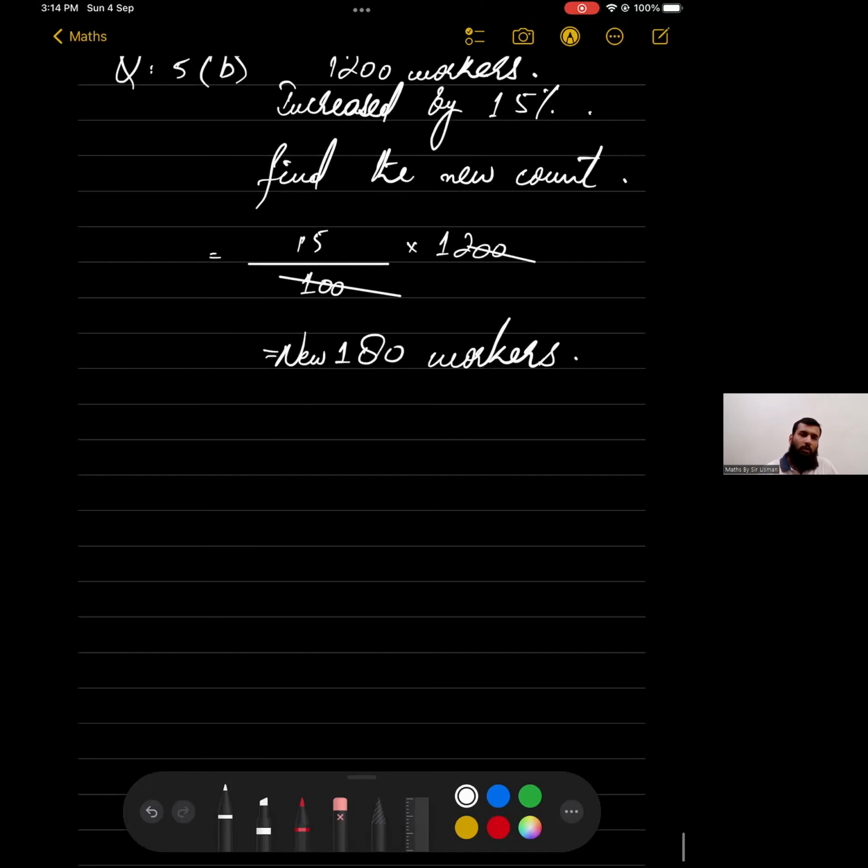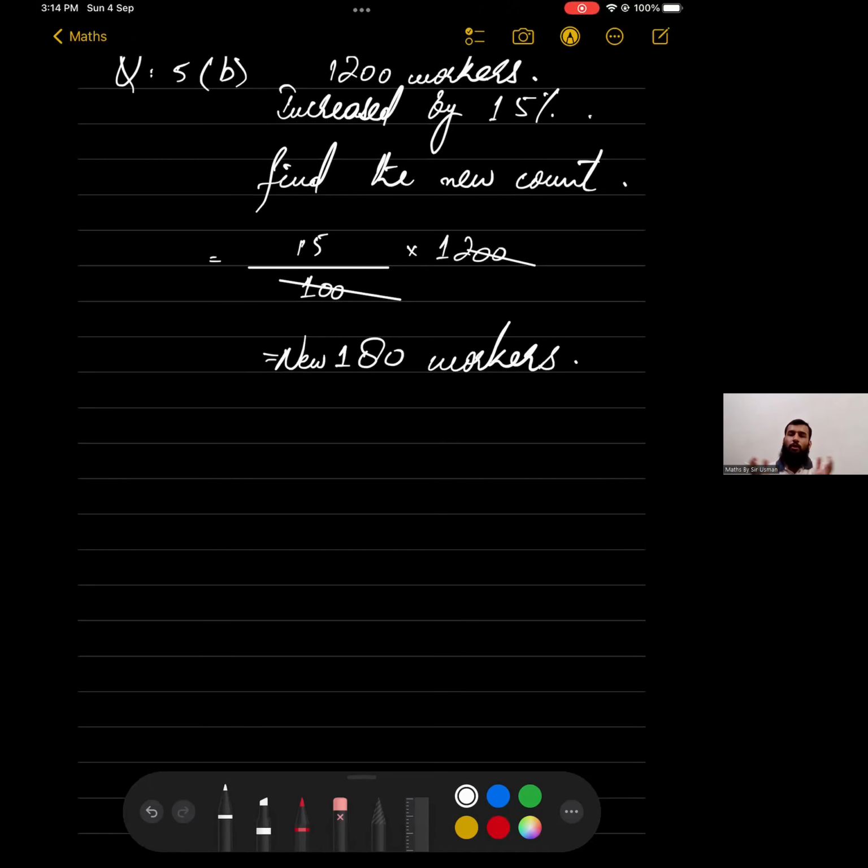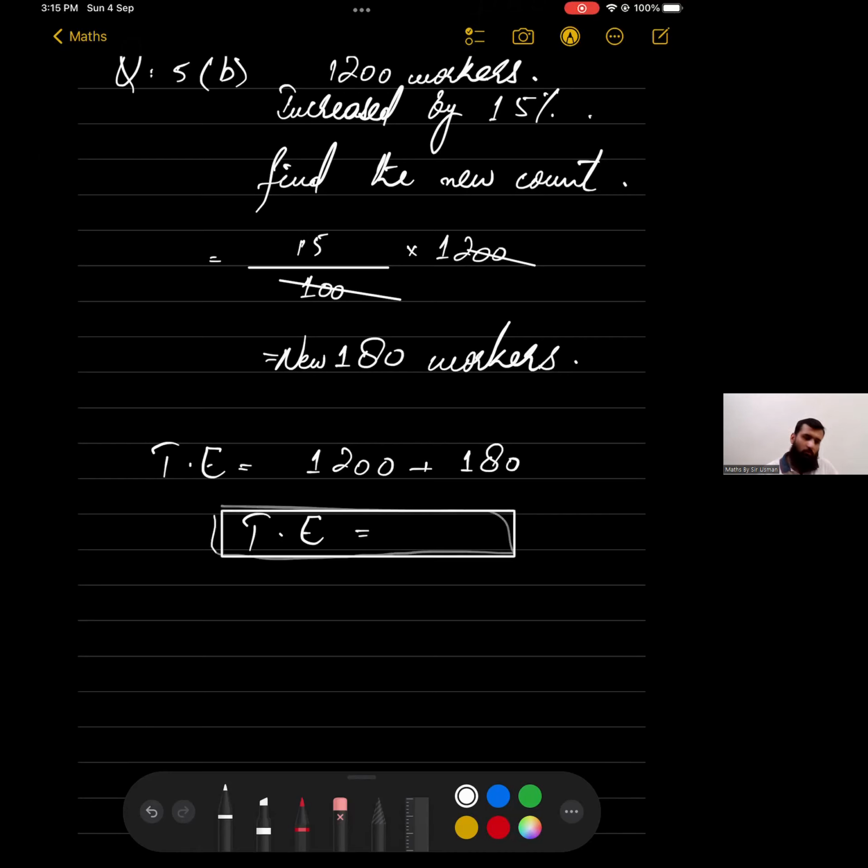Now the point here is that we were asked for total number of count of the employees. So previously it was 1200. Now we have got 180 more. So the total employees are going to be 1200 plus 180. Quickly tell me the answer. What is going to be the answer over here? Yes, can anyone of you tell me? 1380.